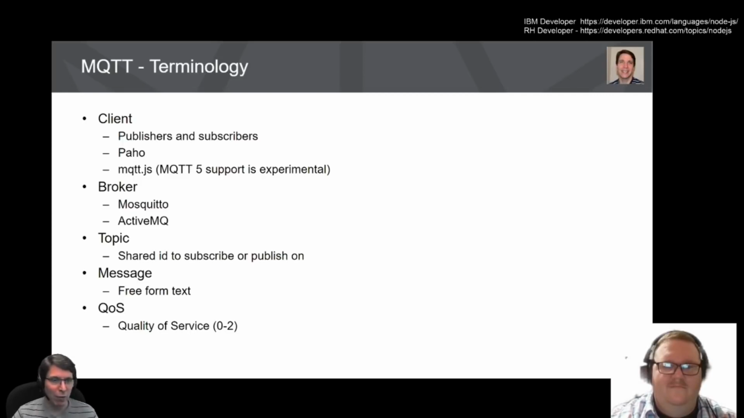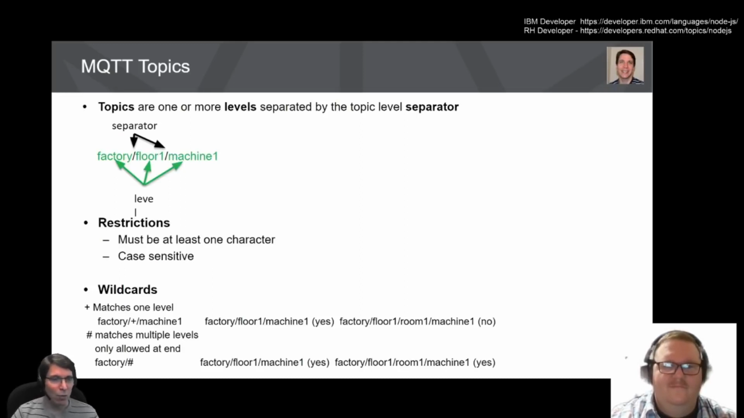Messages themselves are free form, so they can basically be any text. It's up to you to figure out what that formatting is going to look like. And then QoS stands for quality of service, and MQTT provides 3 different qualities of service, 0, 1, and 2, which we'll talk about in the subsequent slides. So let's look at topics. Topics are one or more levels separated by a topic separator. In this example, we have factory as one level, floor is another level, and machine is another level.